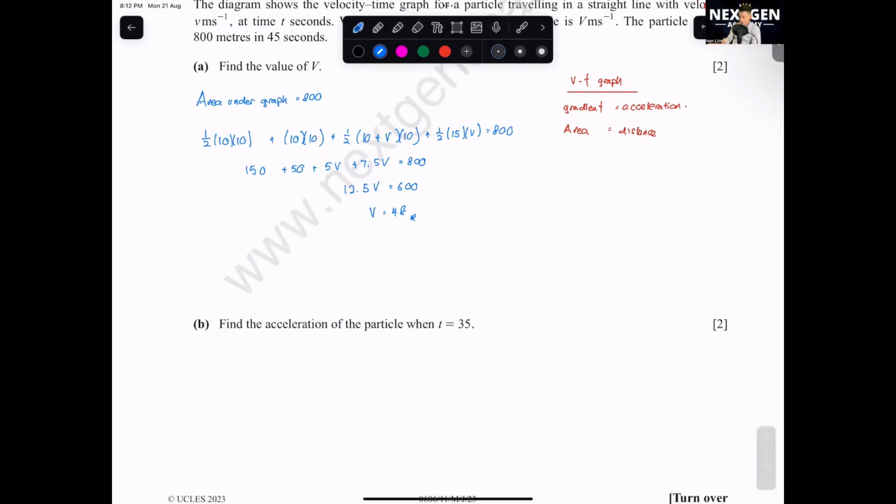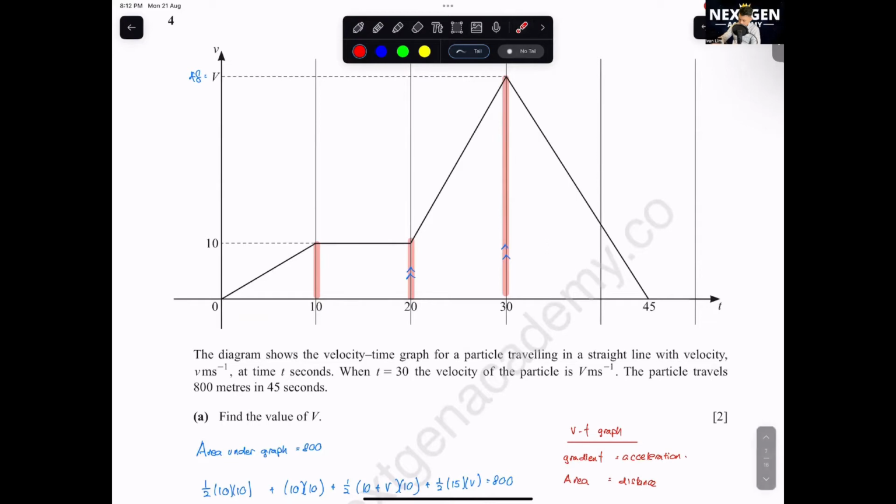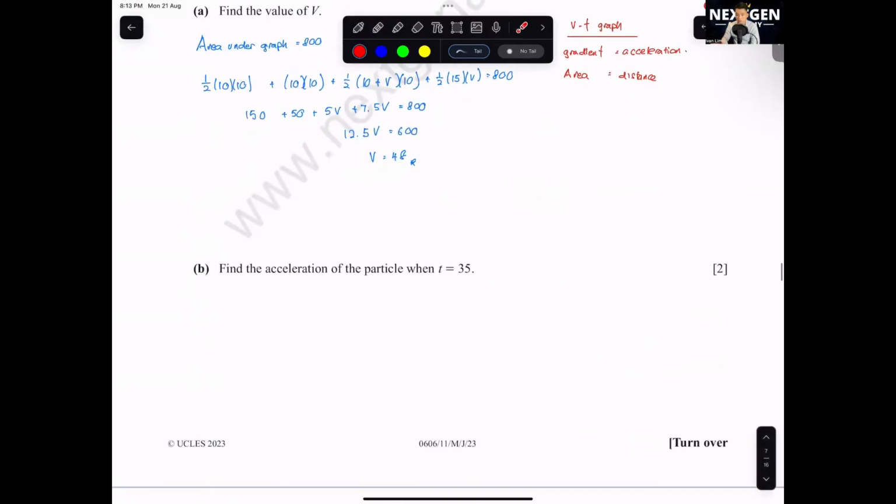Acceleration of the particle when t equals 35. Language is very important here. You all see, right, at t equals 35, how is the particle traveling? 35 is probably somewhere here, right? This part here is going down. But you look at the language, right? They say, find the acceleration of the particle. So my acceleration value needs to be negative. You need to keep in mind, if they say deceleration, then your final value when you calculate will be positive. But here, because they say the acceleration of the particle, but that is actually a deceleration.